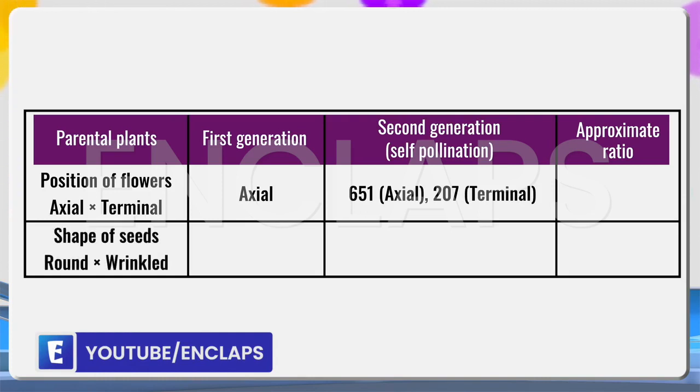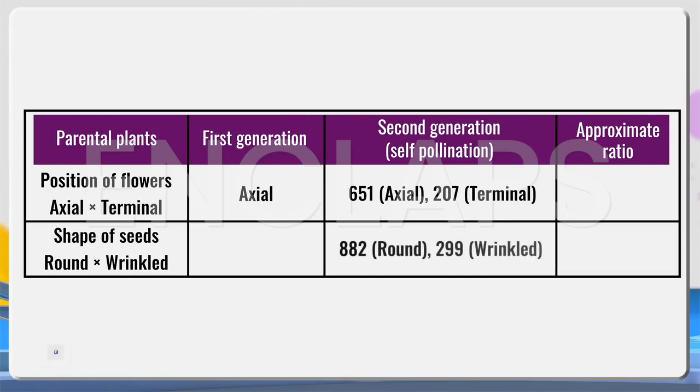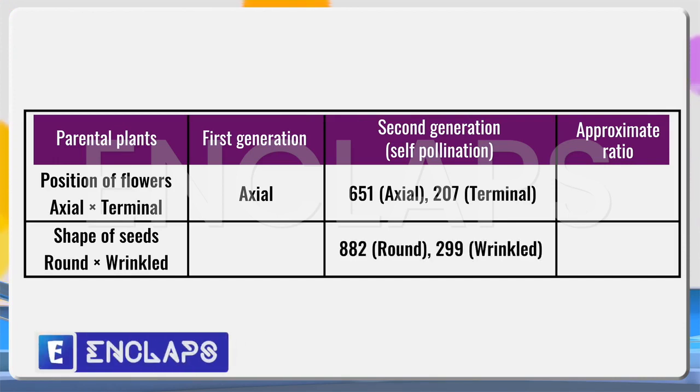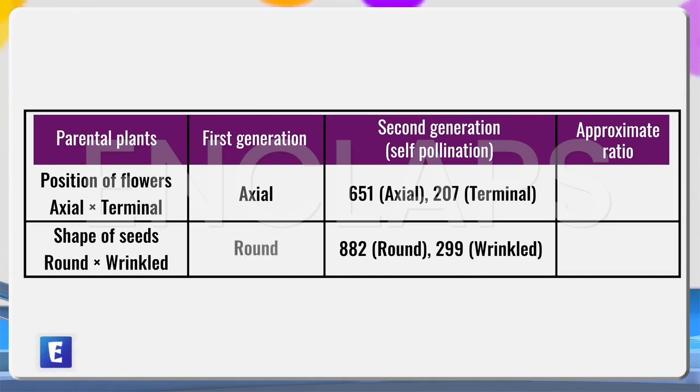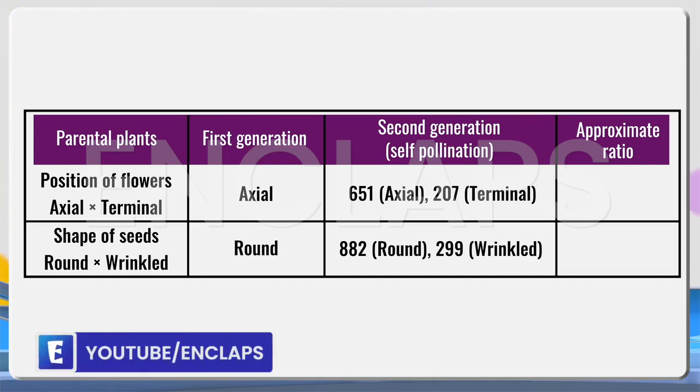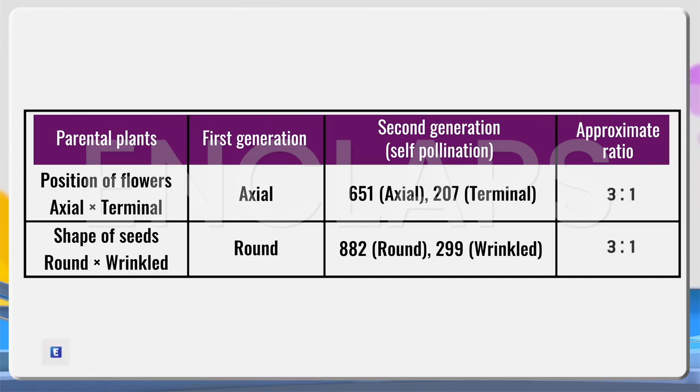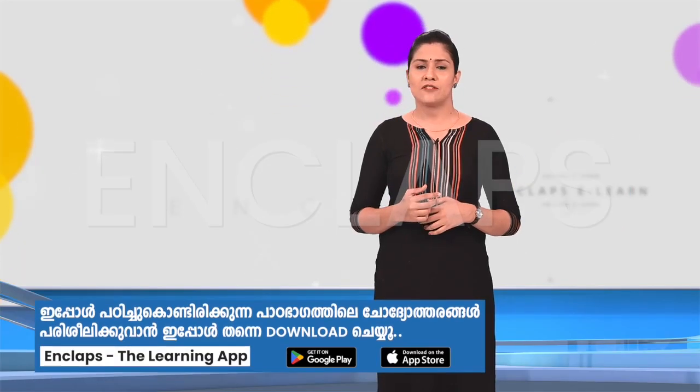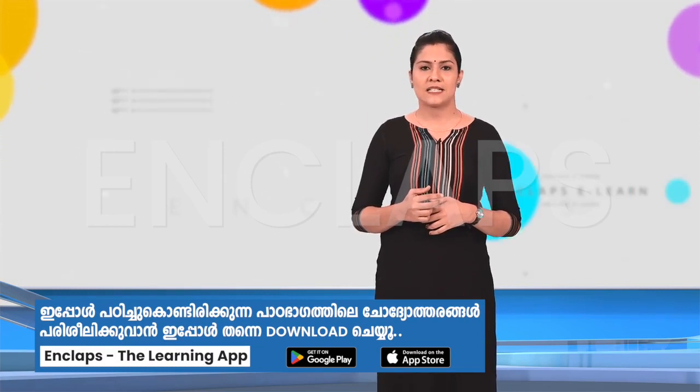Seed shape may be round or wrinkled. In the F2 generation, 882 are round and 299 are wrinkled. So, the seed shape of F1 generation plants is round. The ratio obtained in both cases is 3:1. How does the recessive character in the first generation get expressed in the second generation?